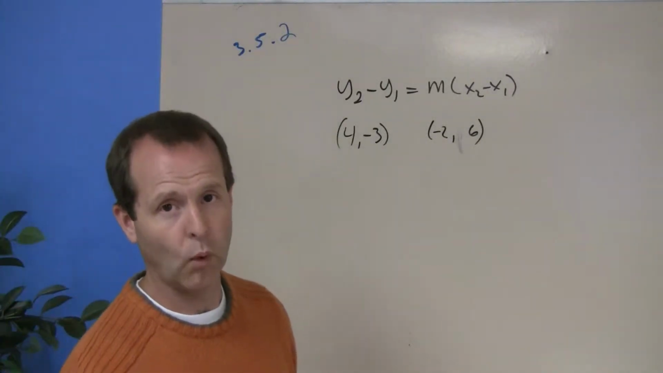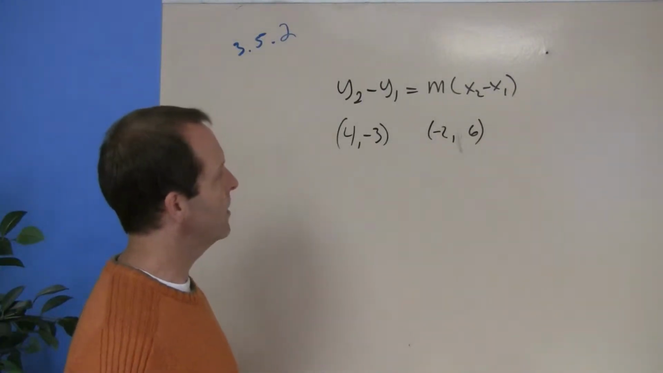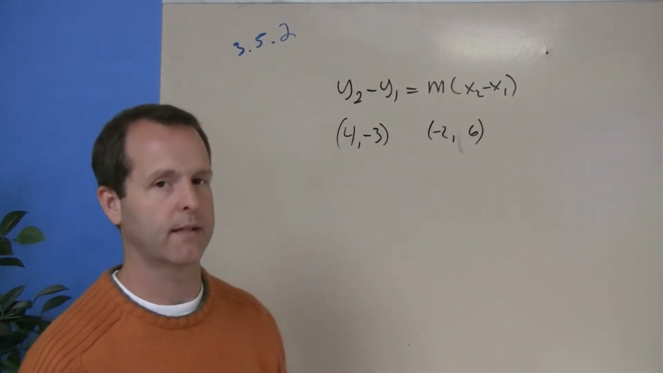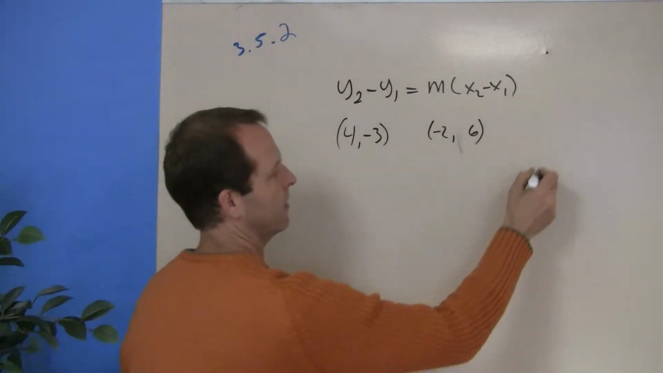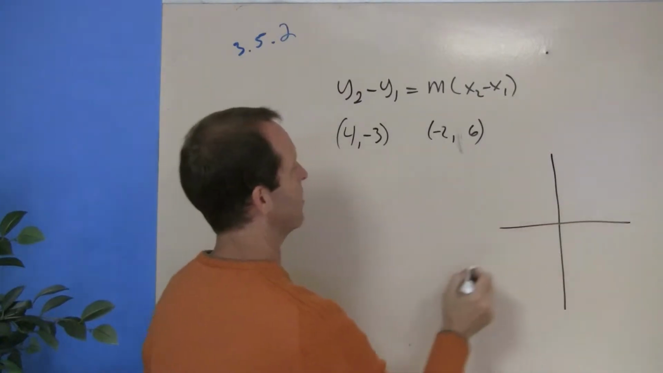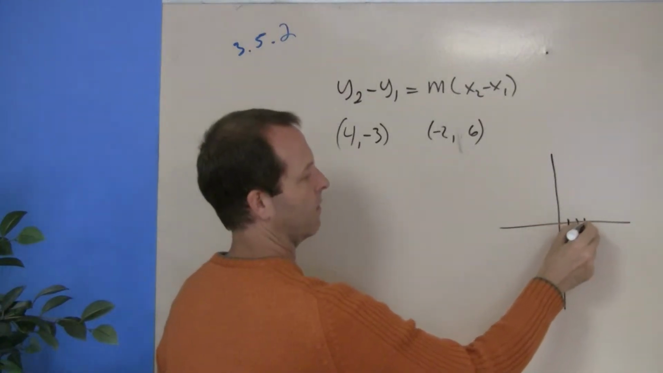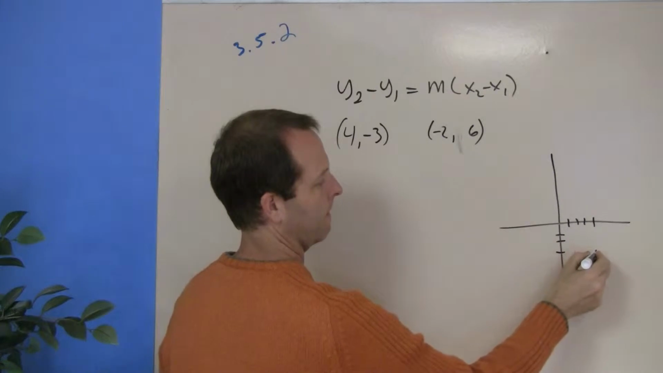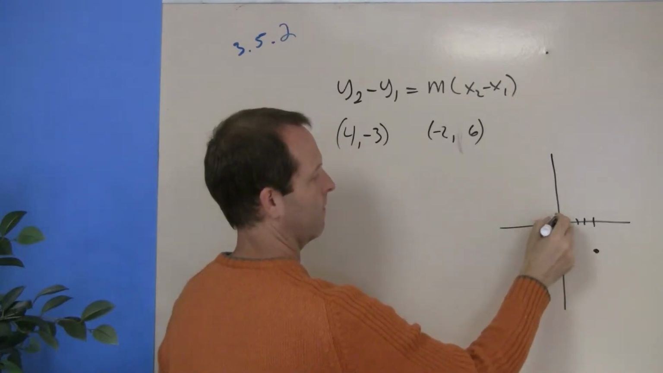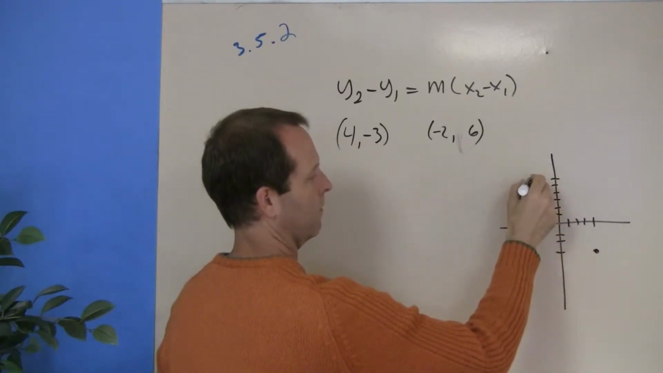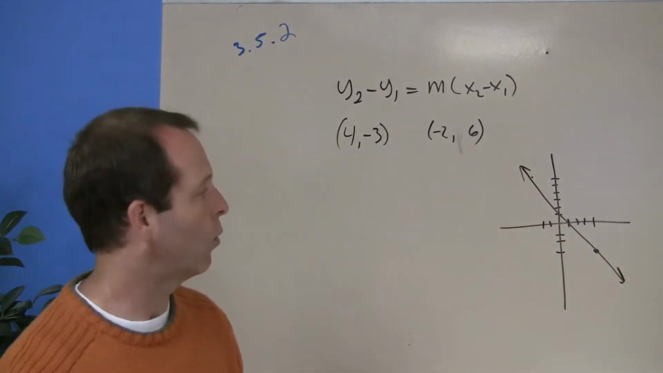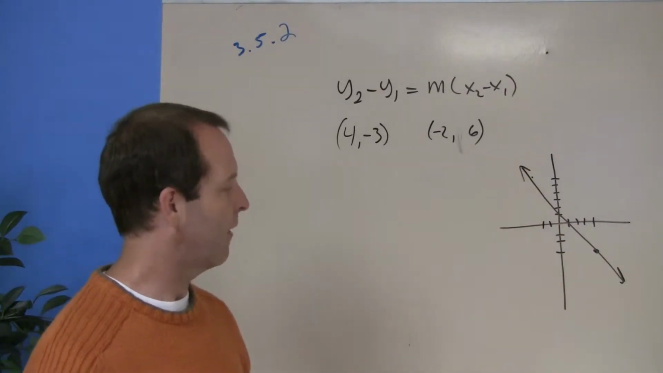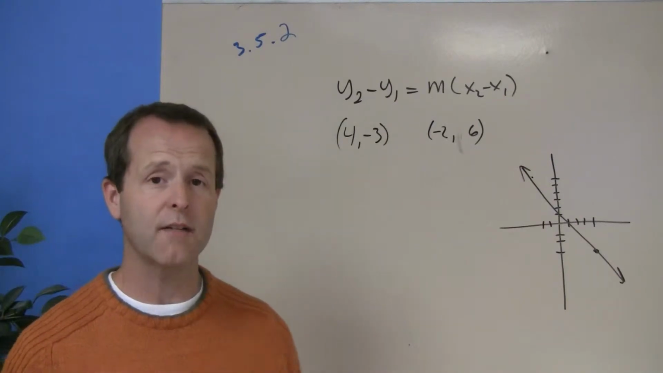Another use of point slope: maybe you will come into a situation where I'm giving two points, and I want to find out what's the equation that goes through those two points. Let's just graph those lines so we have an idea what we're talking about. So there's a real quick sketch of where that graph will be. So what's the equation of that line?